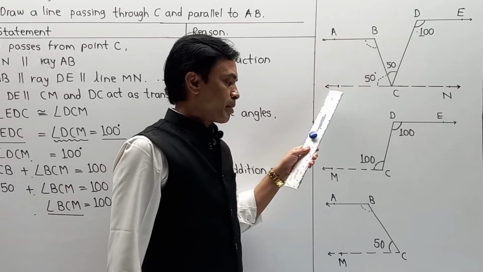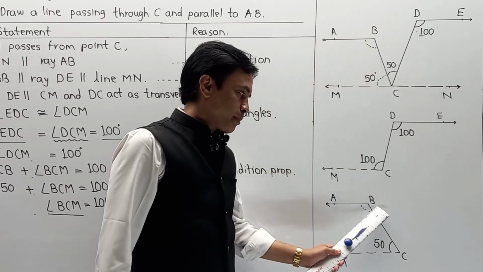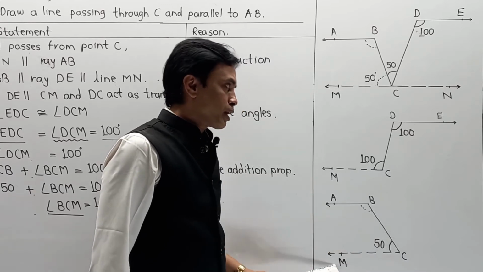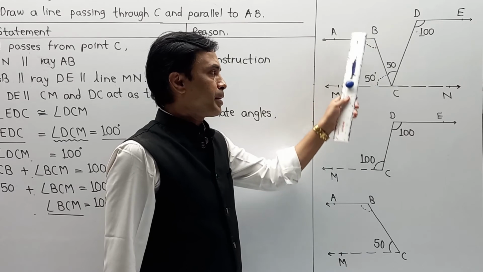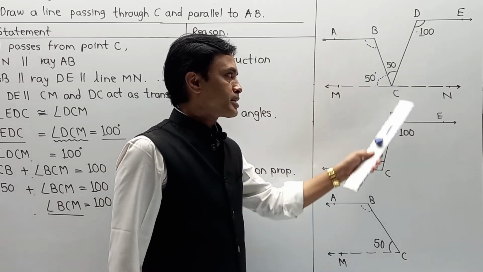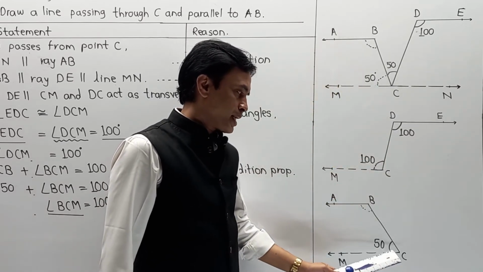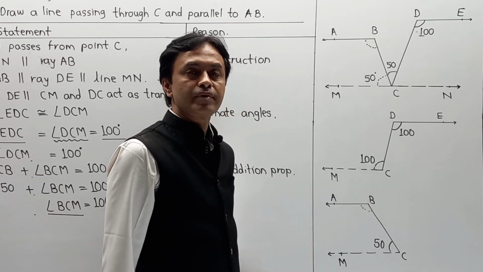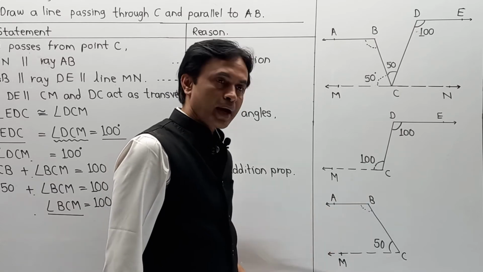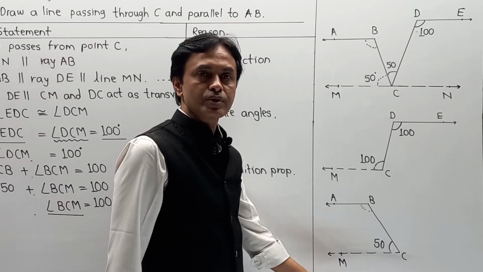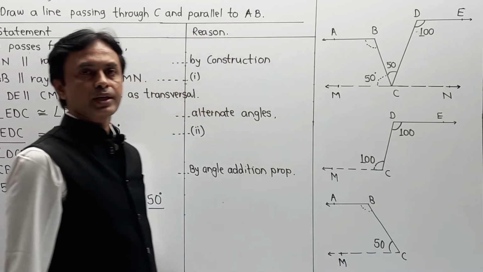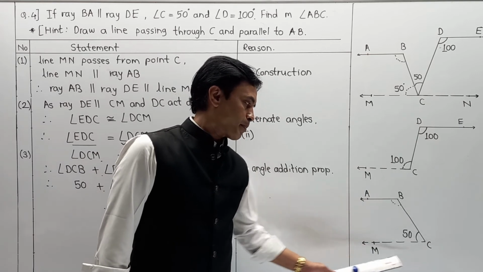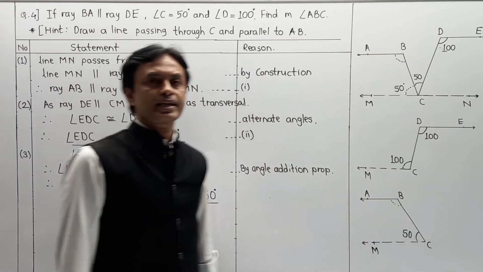Again, BCM is 50 degrees, observe this diagram. But AB is parallel to CM, and this BC acts as a transversal. Naturally, the angle addition of angle C plus angle B is 180 degrees, because these two lines are parallel and BC acts as a transversal. Now writing that last part: giving the explanation as AB parallel to CM and BC acts as a transversal.